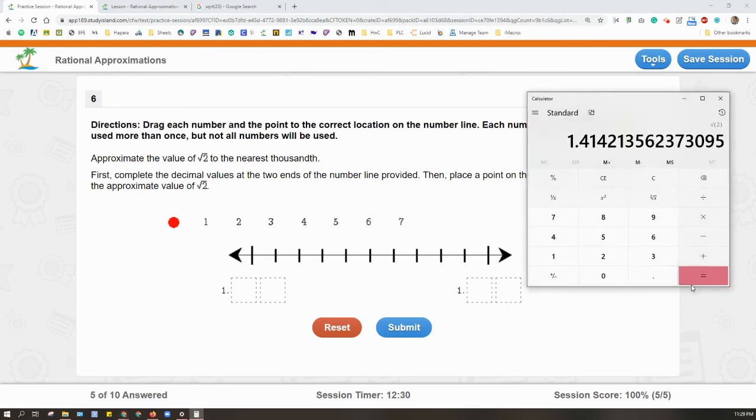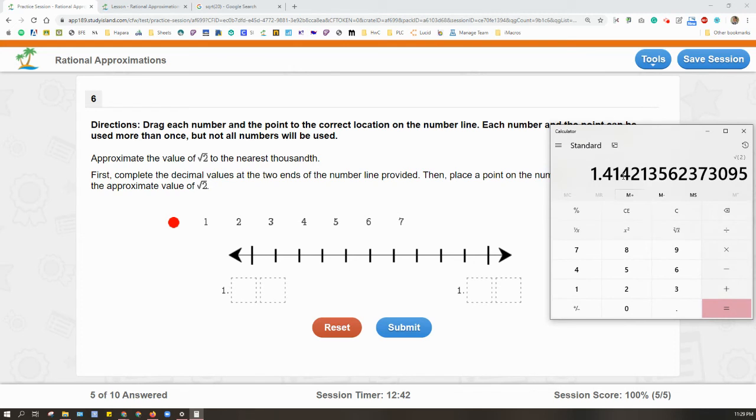You're going to have a calculator in your pocket the rest of your life. It's okay for you to use a calculator. If you have a phone, it has a calculator on it. Use a calculator if you want to. 1.4142. So if I'm going to the nearest thousandth, the 4 is in the thousandths place. The next number is less than 5, so I'm going to keep it as a 4. So 1.414 is what we're looking at here.